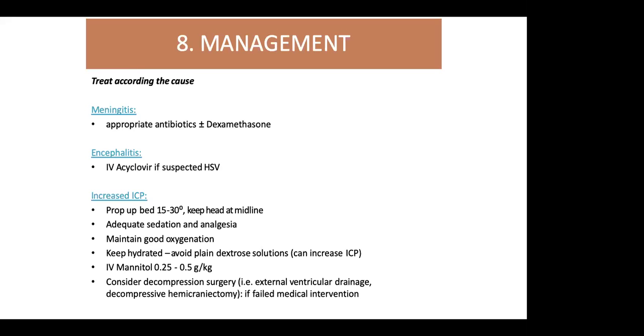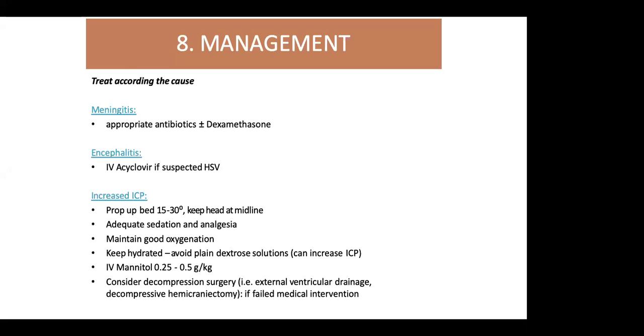And next, we give IV mannitol 0.25 to 0.5 gram per kilogram. Mannitol is actually a hyperosmolar solution, so it can reduce the water content and reduce the brain edema, and it helps to decrease the ICP. And lastly, for increased ICP, we can consider decompression surgery, for example external ventricular drainage or decompressive hemicraniectomy. But this is only in case of failed medical intervention, and it is rarely done.